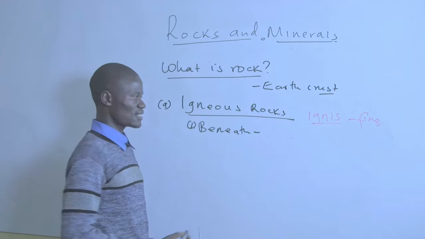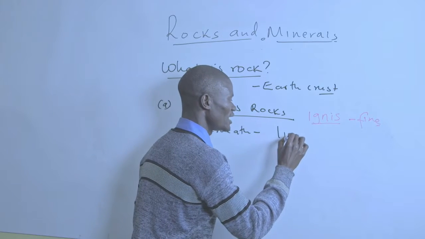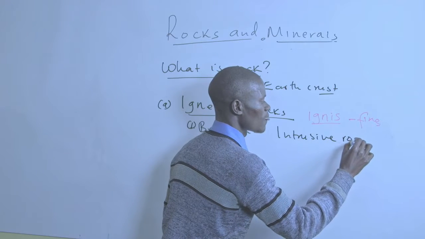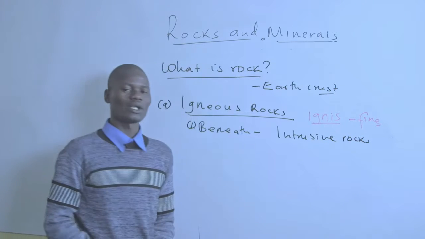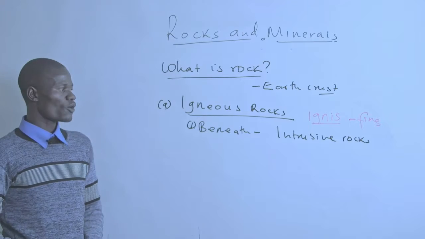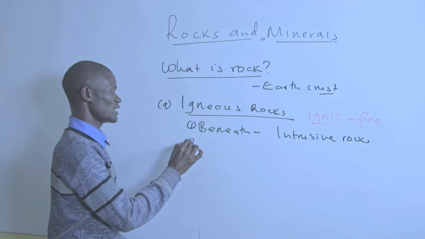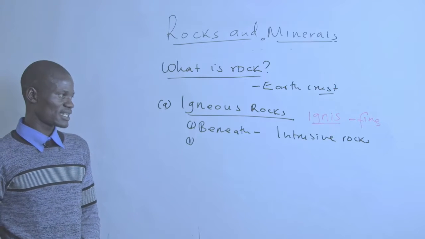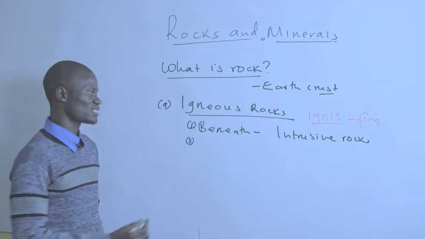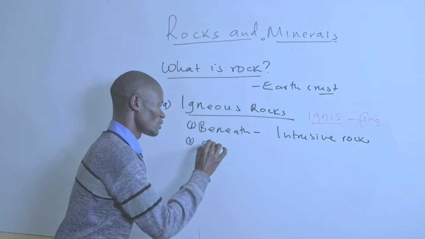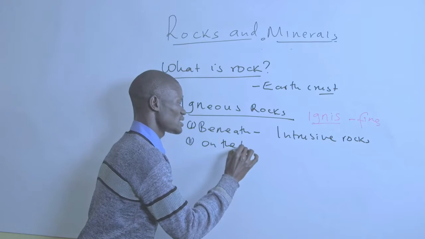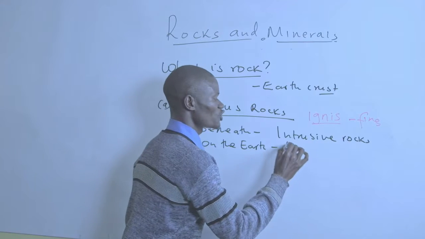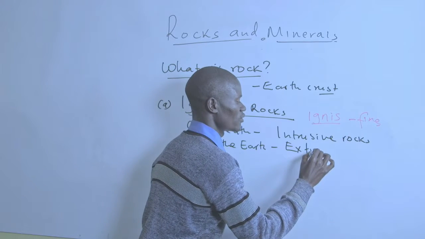Beneath the earth's surface, they are called intrusive rocks. While those rocks formed when magma cools and solidifies on the earth's surface, that is, the lava on the earth's surface, are referred to as extrusive.